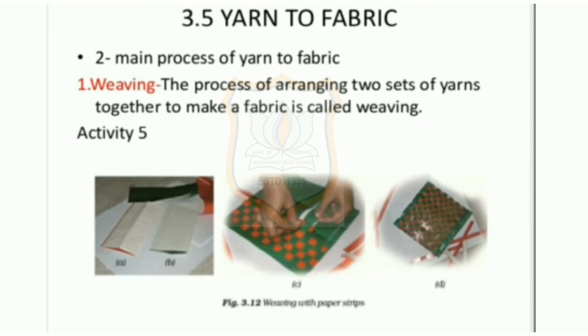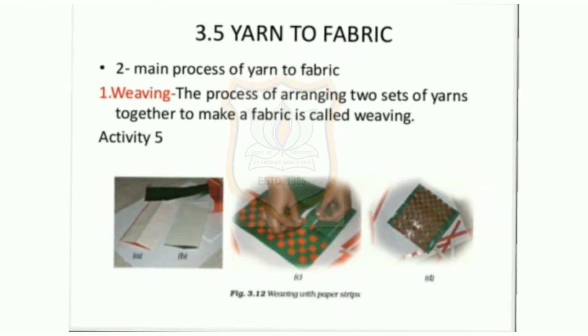Observe. What can you observe? We get a woven mat which is similar to woven fabric. In the same way, two sets of yarns are woven to make a fabric. The yarns are much thinner than the paper strips. In figure 3.12, we have seen weaving with paper strips. That process is known as weaving.